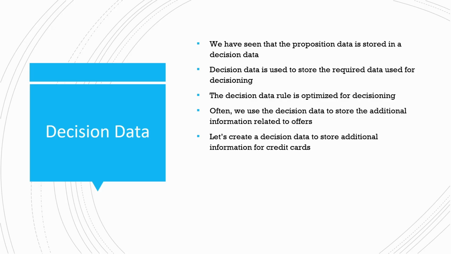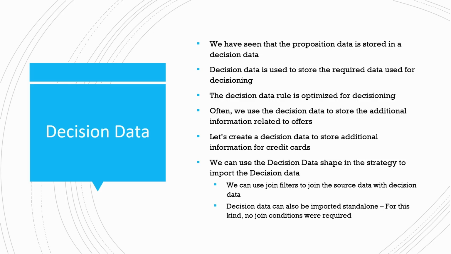Now let us create a decision data to store additional information for credit cards. After creating it, we use the decision data shape in the strategy to import the decision data. We can import the decision data and join the data with actions in two ways. One is we can use the join filters, as you can see here in the first point. We can use the join filters to join the source data with the decision data, which we are going to see in this video. And the second one is that decision data can also be imported standalone.